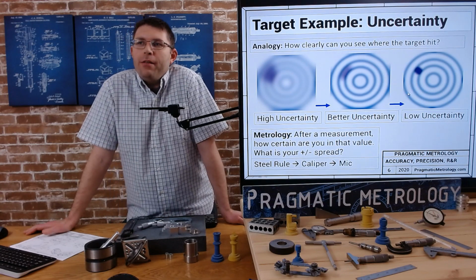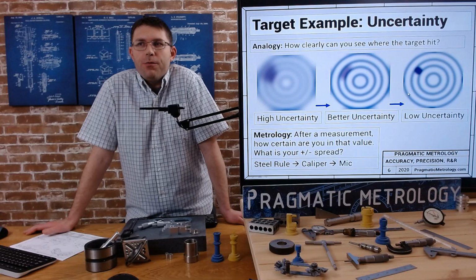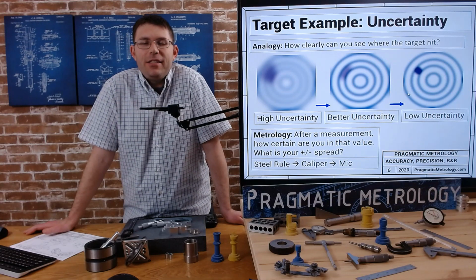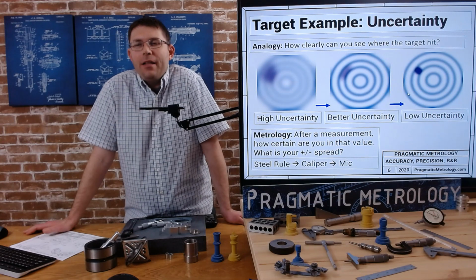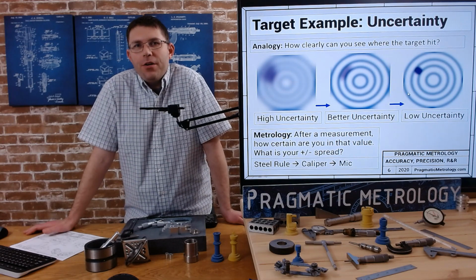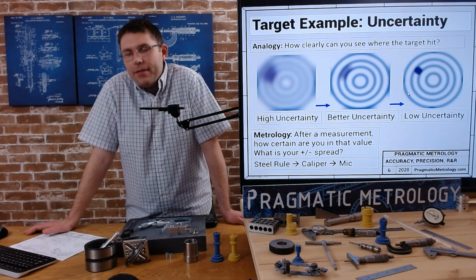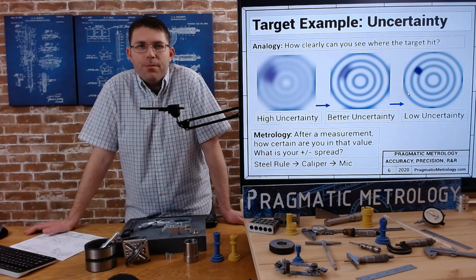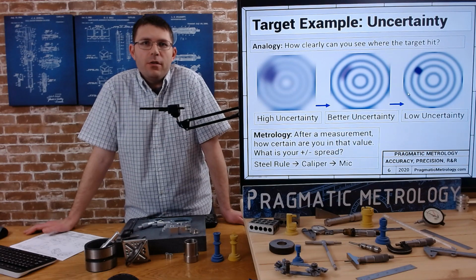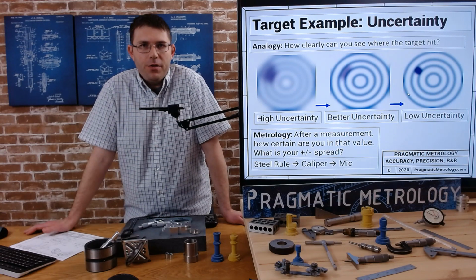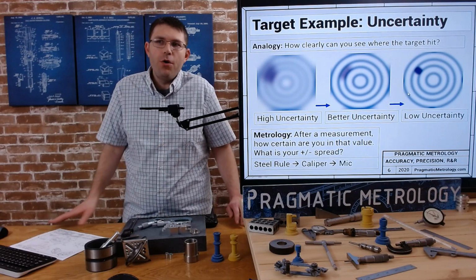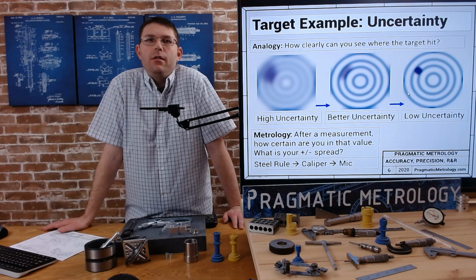And then on the right, you finally get to a low uncertainty where you can really kind of see the target or see the point. It's still a little bit blurry though, right? It's not entirely clear. And I left it that way to illustrate the point that we're never going to be 100%. We're never going to know with absolute certainty. There's always some possibility for error.